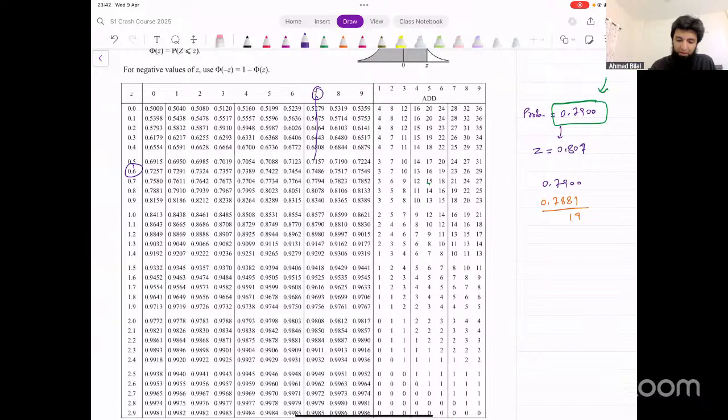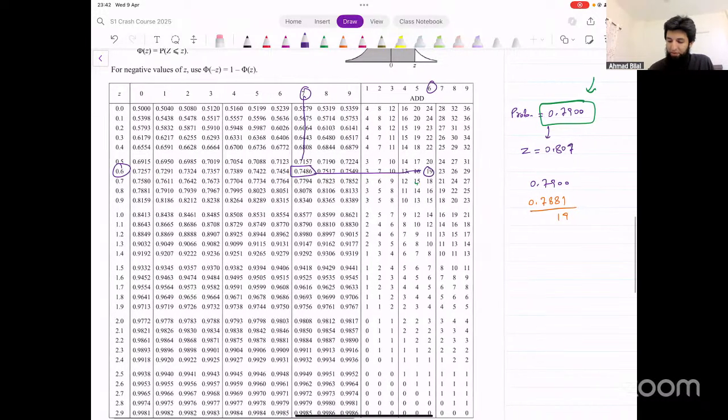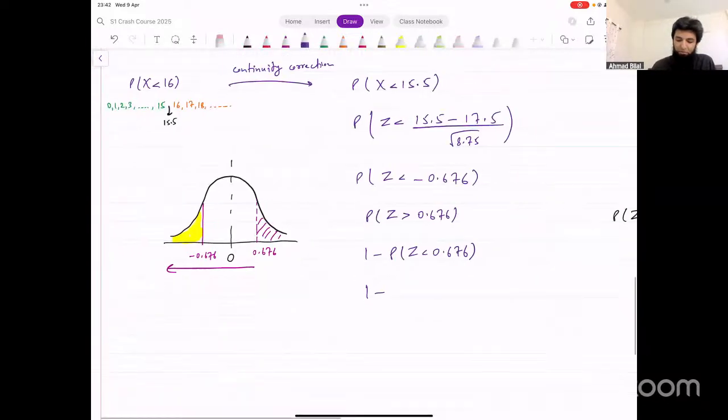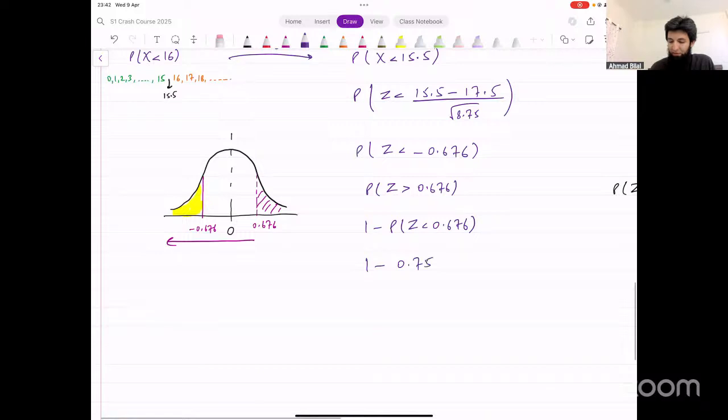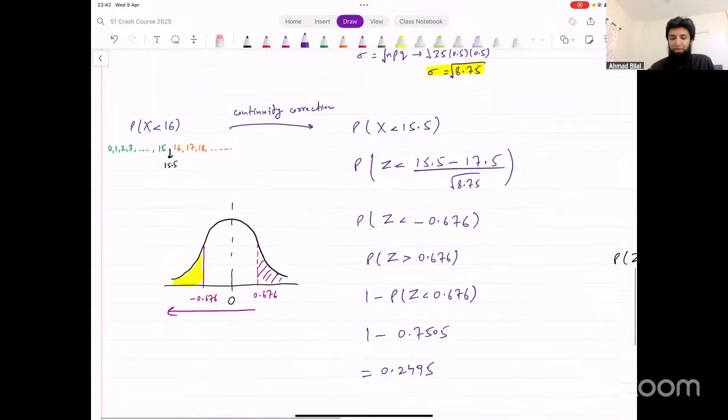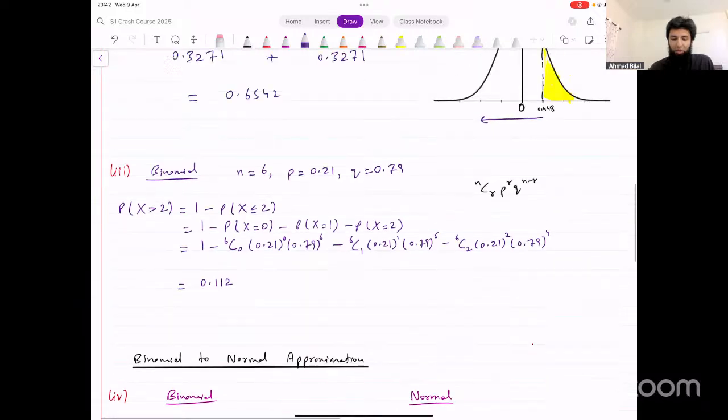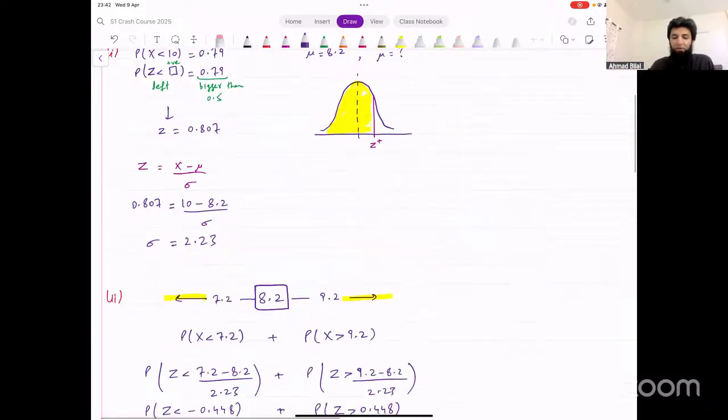For 0.67, that's 7486, and then 6. We add 19 to that. Let's write that down here. 7486, add 19 at the end, and that will give us 0.7505. That's what we're getting here, 0.7505, and the probability therefore turns out to be 0.2495. And that's what we were looking for. That's the probability that we wanted to find.